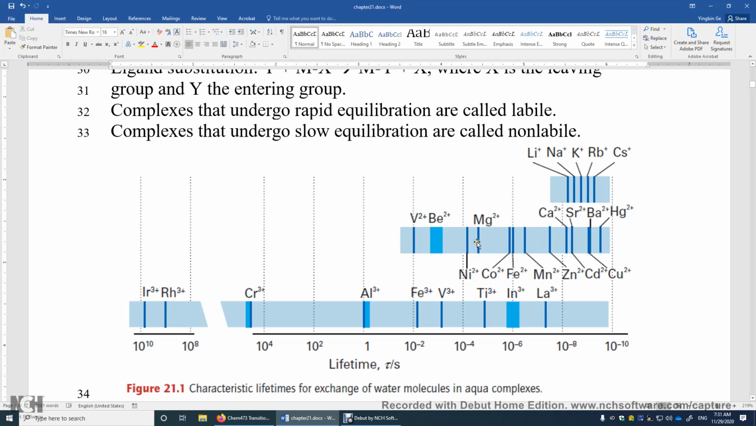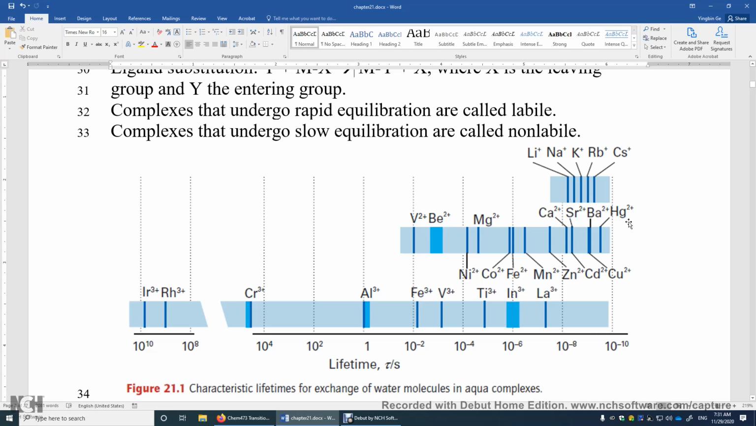Alright, now let's look at transition metal ions. This mercury 2+ appears here. So mercury 2+, it seems like this one has a really short lifetime as well, and this is very labile. How come? This is a transition metal.